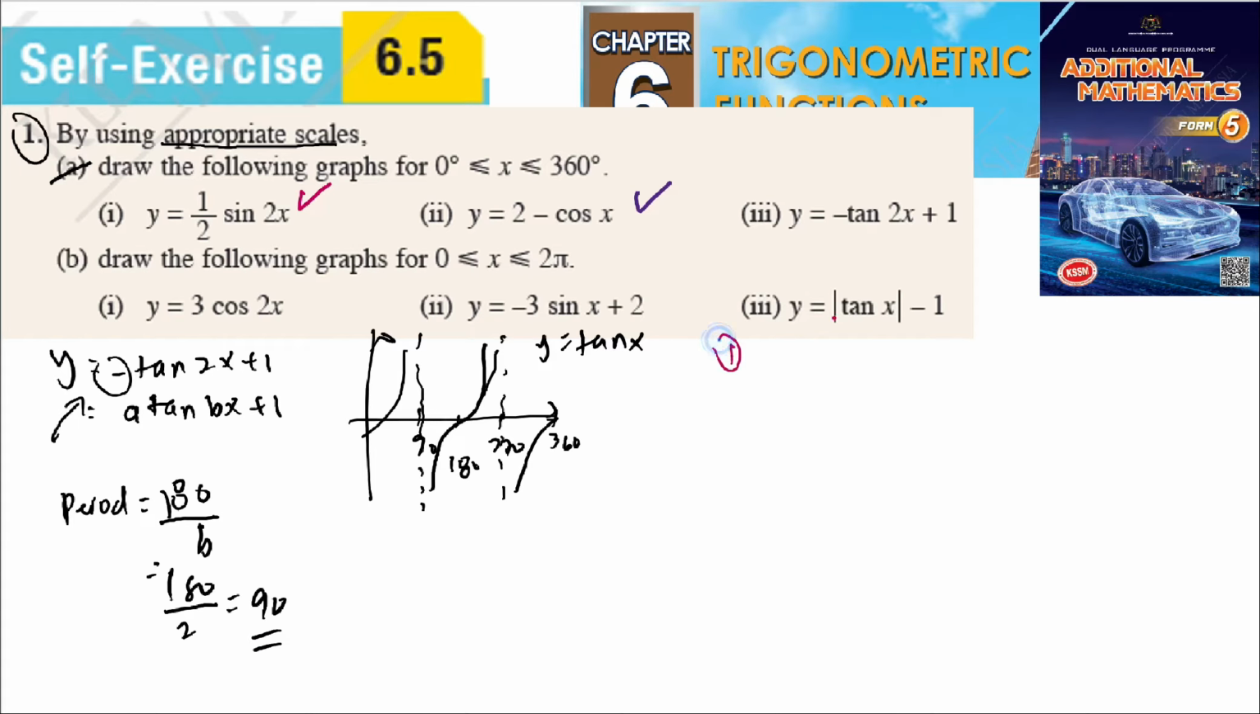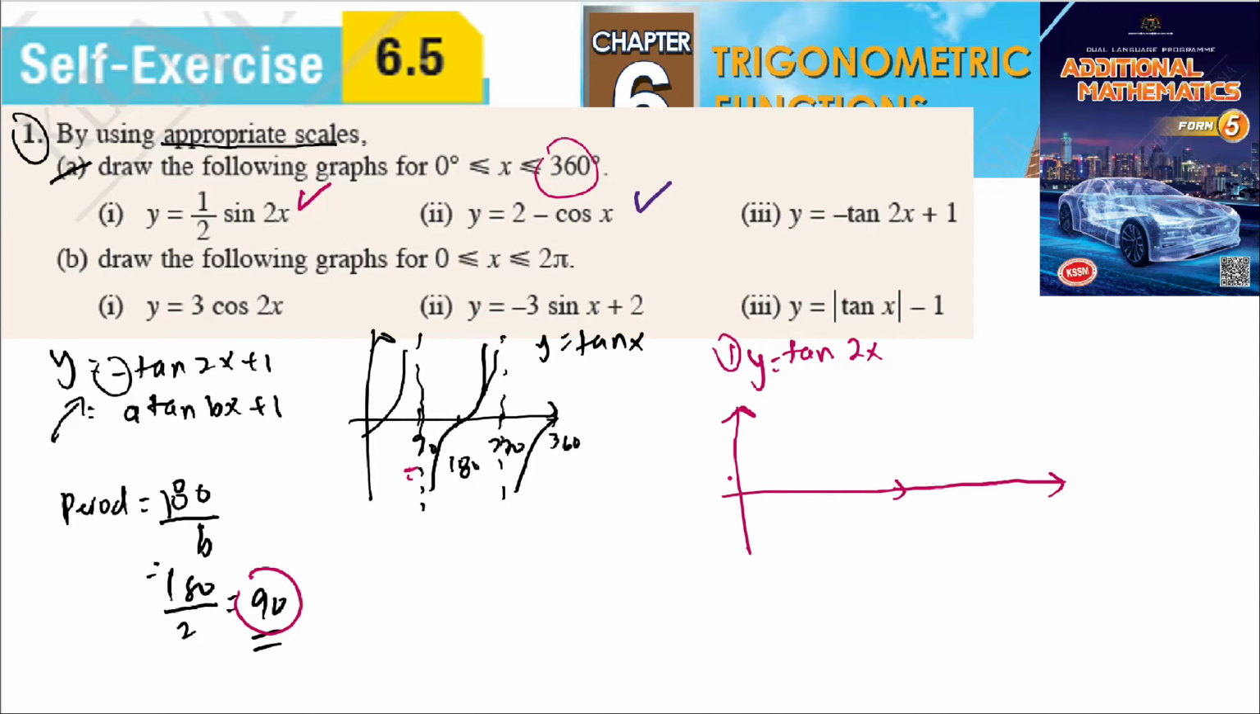So firstly you can do y is equal to tangent 2x first. Here, for tangent 2x, you get 90. So everything is divided by 2. So 90, the line is now being, oh, this one is up until 360. Okay, this one is up until 360.